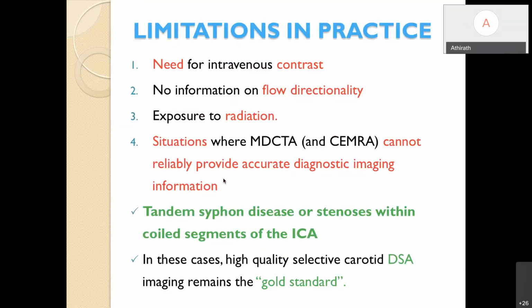There are certain situations which cannot reliably provide accurate diagnostic imaging information. That is tandem siphon disease or stenosis within the coil segments of the ICA. These two conditions are very important, because my next imaging modality, which I'm going to discuss, will actually help us in knowing these things. That is digital subtraction angiography, which remains the gold standard in diagnosis whenever there is any tandem lesion or stenosis within the coiled segments of the ICA.